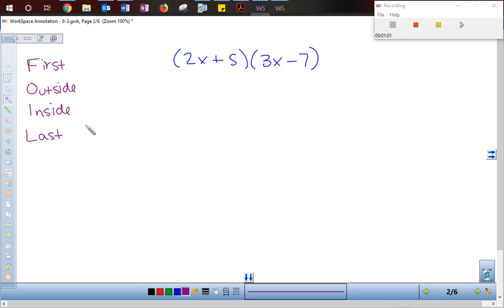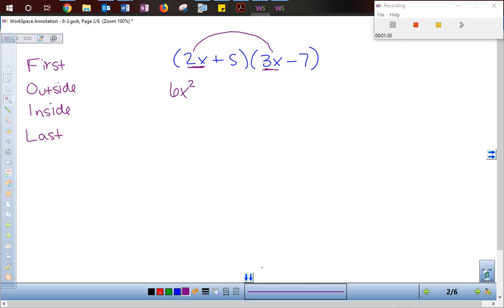And basically this is a method to make sure that when we multiply these binomials together, every single term in the first binomial gets multiplied by every single term in the second binomial. So first I want to multiply the first 2 terms of each binomial together. If I look at this binomial, my first term is 2x. And in my second binomial, my first term is 3x. So the first 2 terms give 2x times 3x, which gives me 6x squared.